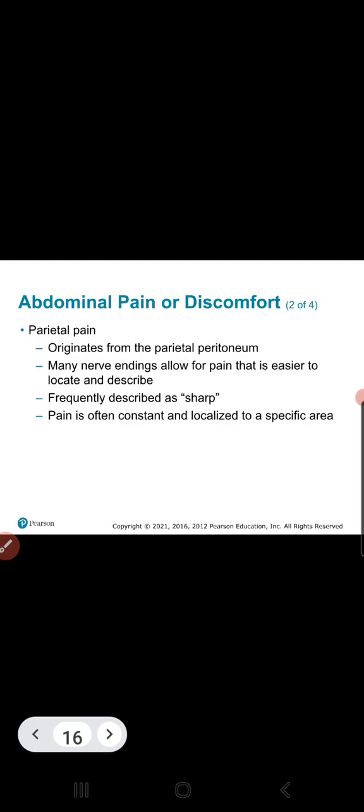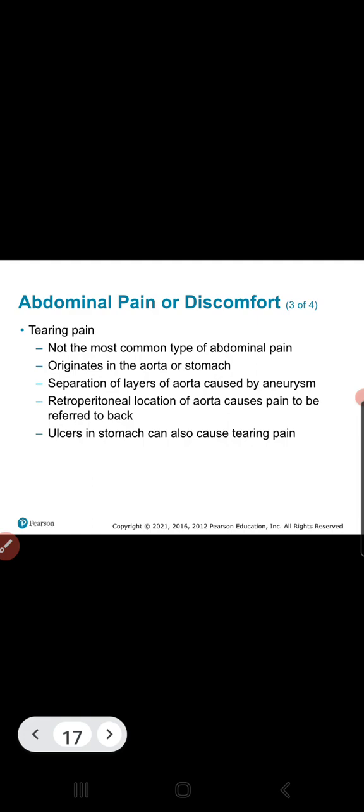All right, parietal pain originates from the parietal peritoneum. Many nerve endings allow for pain that is easier to locate and describe. Frequently described as sharp, the pain is often constant and localized to a specific area. Tearing pain, not the most common type of abdominal pain, originates in the aorta or stomach. It is caused by separation of the layers of the aorta due to an aneurysm. The retroperitoneal location of the aorta causes pain to be referred to the back. Ulcers in the stomach can also cause a tearing pain.